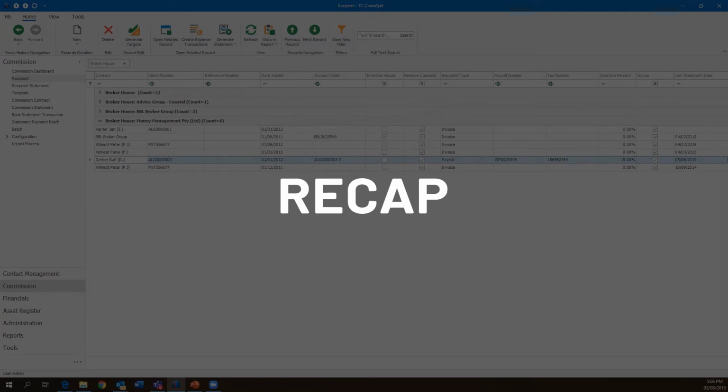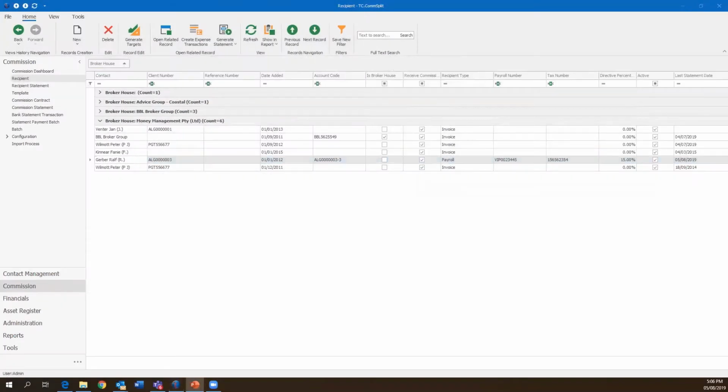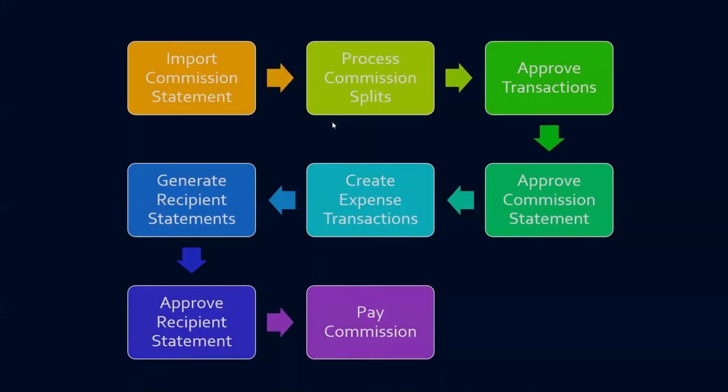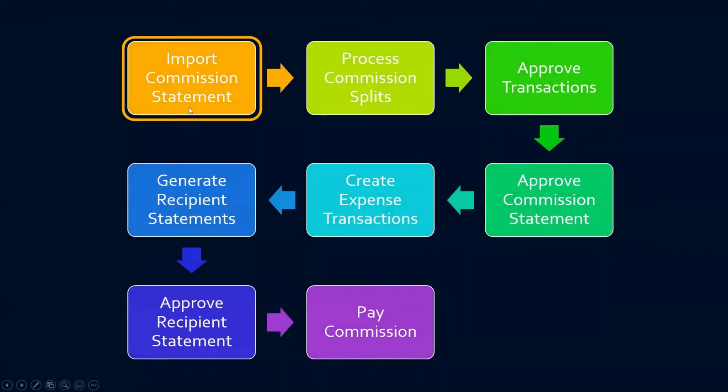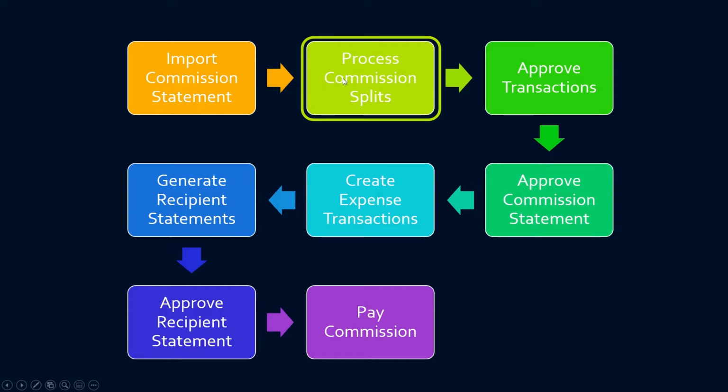Just to recap on that process again. What I've shown you now is literally how easy it is to go through a commission import process, to split it, to approve both statements, generate the recipient statements, and approve them.